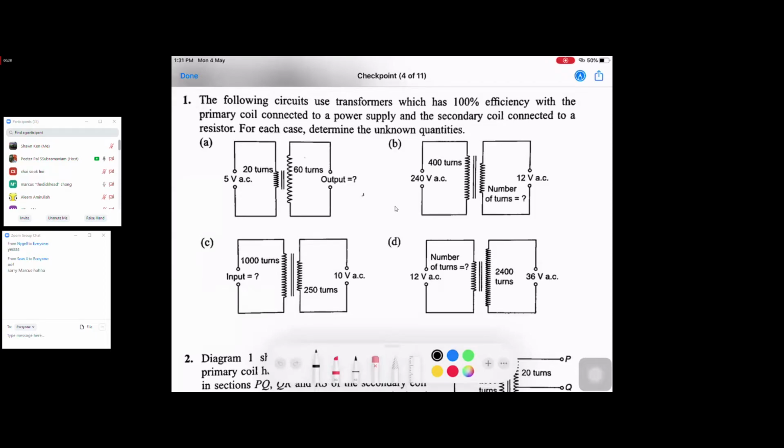The following circuits use transformers which have 100% efficiency. What do we mean by 100% efficiency? That means there is no loss of energy. When we say 100% efficiency, there is no loss of energy. So remember, guys, input power must be equal to output power. That's 100% efficiency.